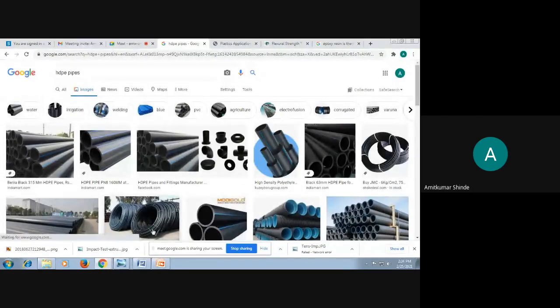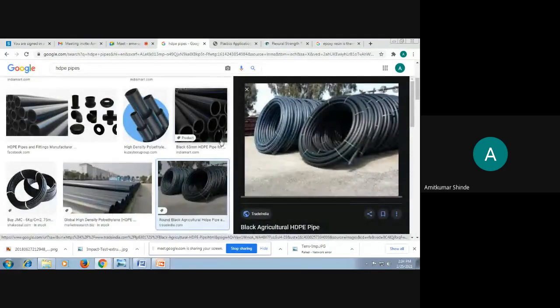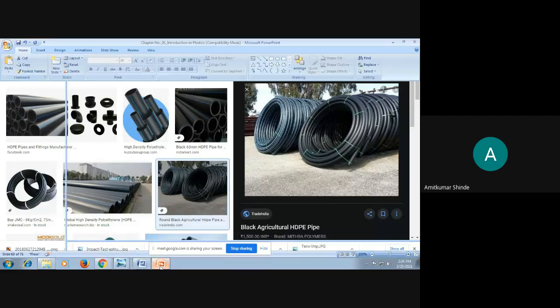Okay, are you able to see this? These are the HDPE pipes. Is it visible clearly? These are the HDPE pipes which we use in agricultural applications for watering our plants, or whichever vegetables or farming we are doing, for providing water to all plants. We are using these kinds of pipes. These are HDPE pipes, high density polyethylene pipes.